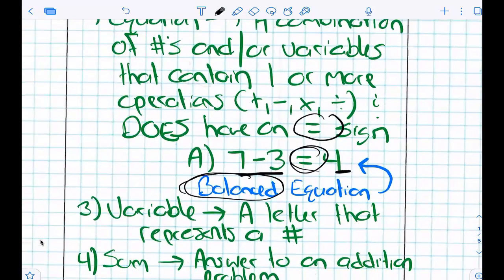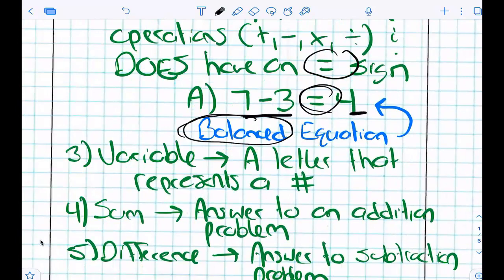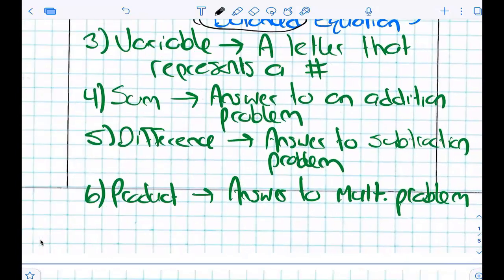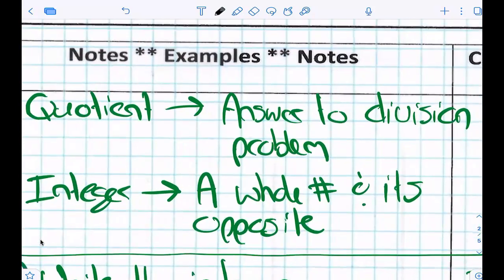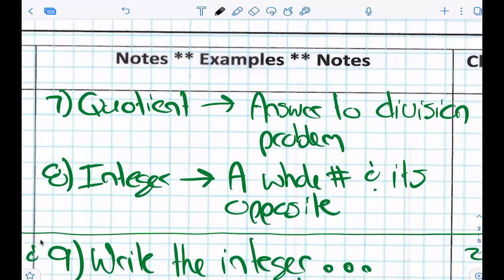Quickly, a variable is a letter that represents a number. Can it be a whole bunch of different numbers? It just depends on what you're being told or how you solve, right? Sum, answer to an addition problem. Difference, answer to a subtraction problem. Product, answer to a multiplication problem. Quotient, answer to a division problem. An integer would be a whole number and its opposite.